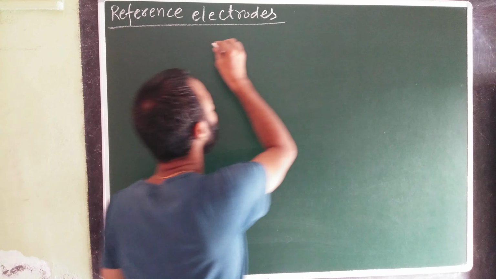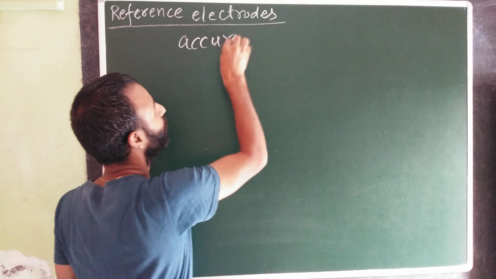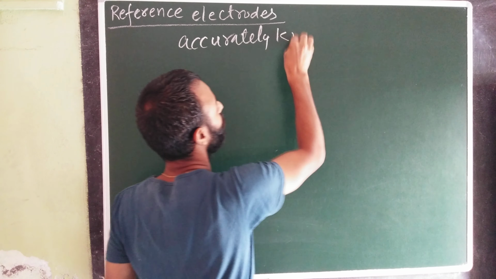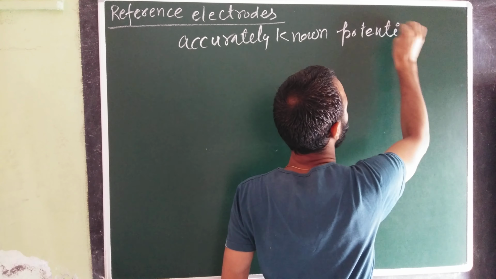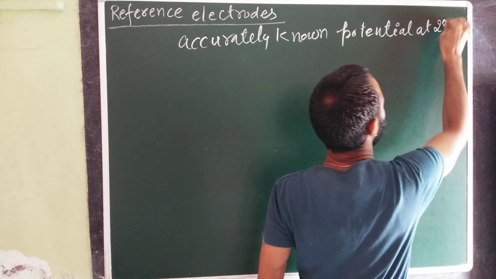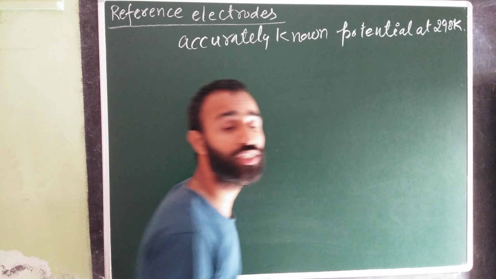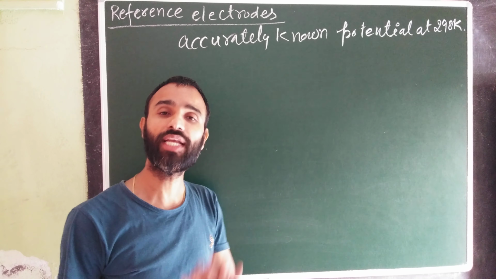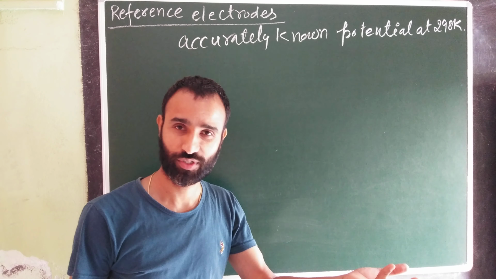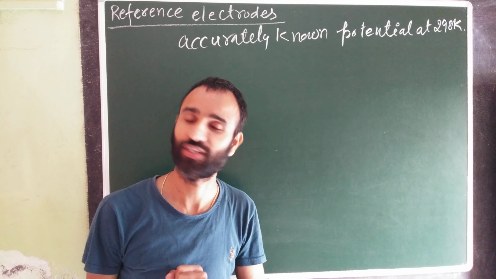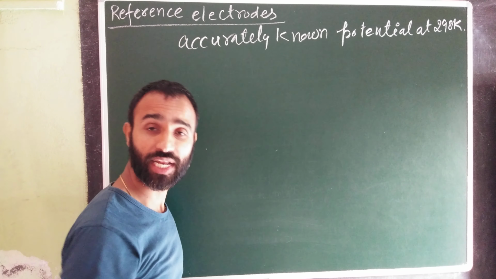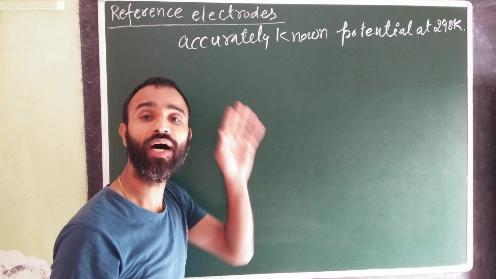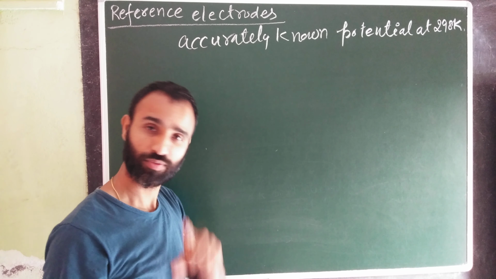Actually these are the electrodes which have accurately known potential at 298 Kelvin, and it is used to find single electrode potential of the other electrodes with which it is connected, right? And the potential of this reference electrode is not affected by the ions of the other electrode, right?